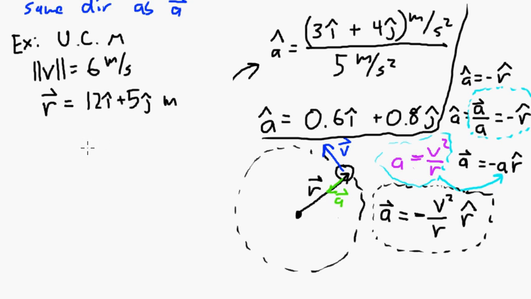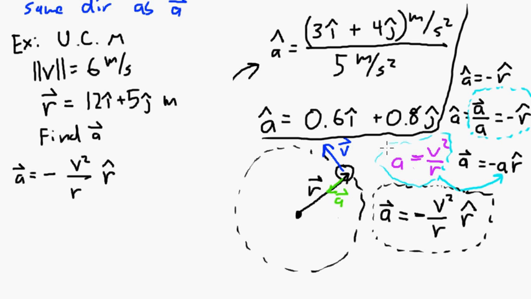What we want to do is find our a vector. So we can take this equation here and say negative v squared over magnitude of r times r hat. Now, we could, if we wanted, just calculate the magnitude of r from this. And in fact, the magnitude of r is 13. So that's not very hard. But then we'd have to find r hat, and that's kind of annoying.